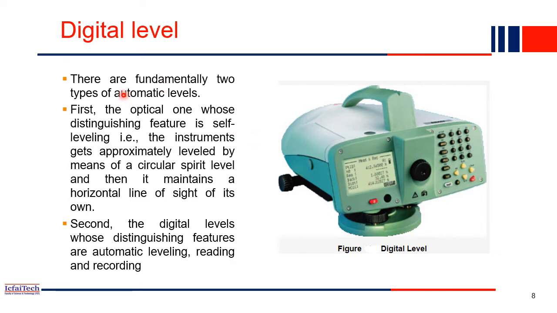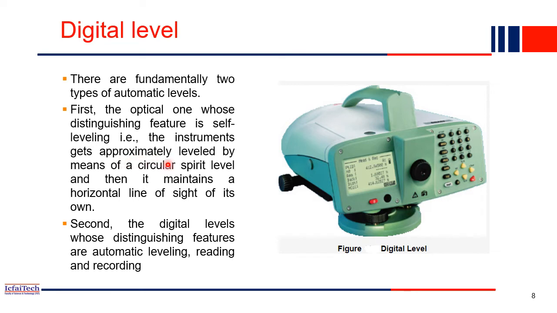So fundamentally there are two types of auto levels. The first one is the optical one, whose distinguishing feature is self-leveling. So automatically the instrument will level itself, right? Inside this machine basically the spirit bubble is there. So instead of screw adjustment and all, once you click here, some button will be there for the leveling. Once you click here, automatically the instrument will make itself parallel to the ground, right? The leveling will be done automatically.